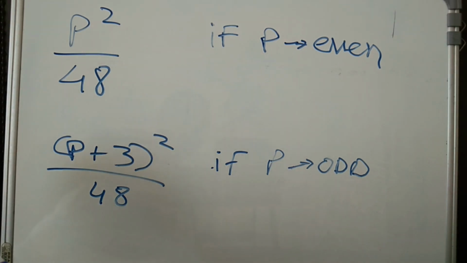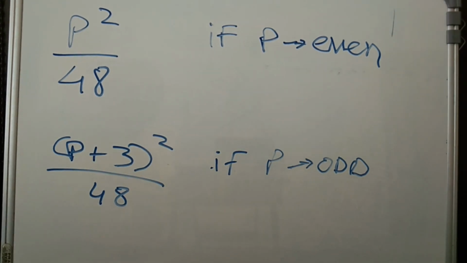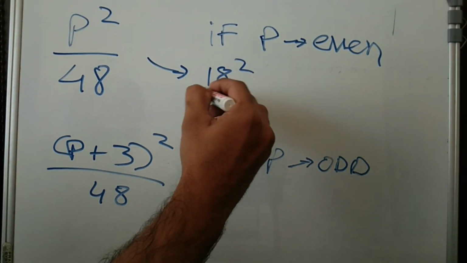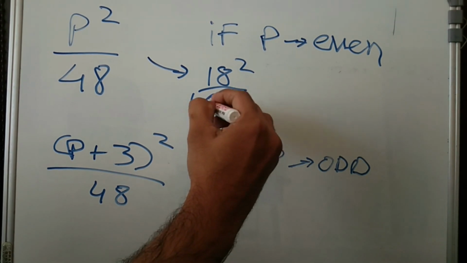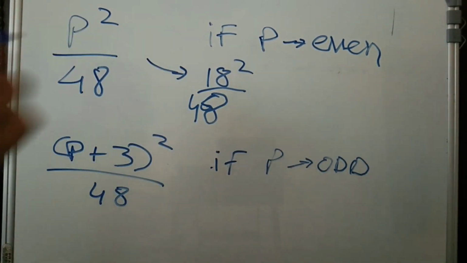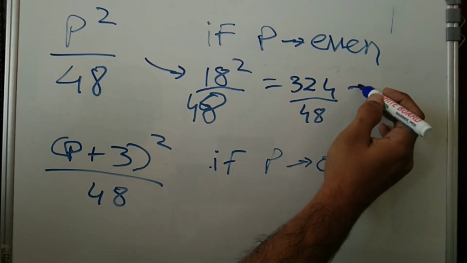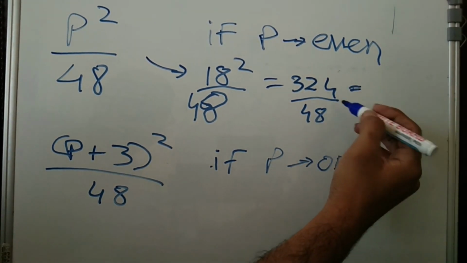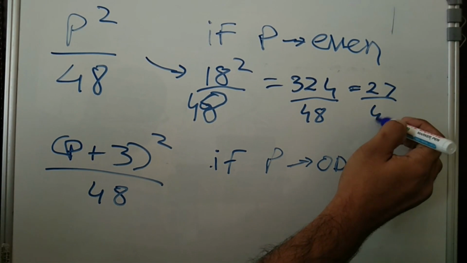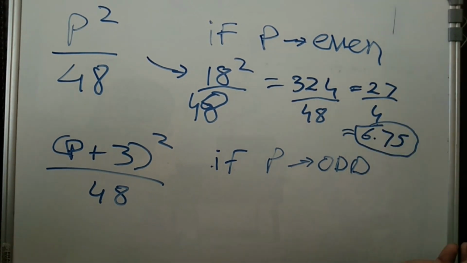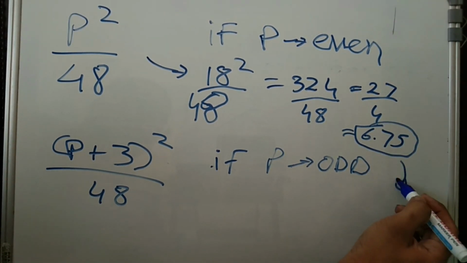So if we do this question with this formula, the perimeter was given to be 18. I will apply the formula: 18 square upon 48, where 18 is the perimeter given in the question. This will be 324 upon 48. If I cut it by 12, this will be 27 by 4, which comes out to be 6.75. The nearest integer to 6.75 is 7. So the answer to this question would be 7.